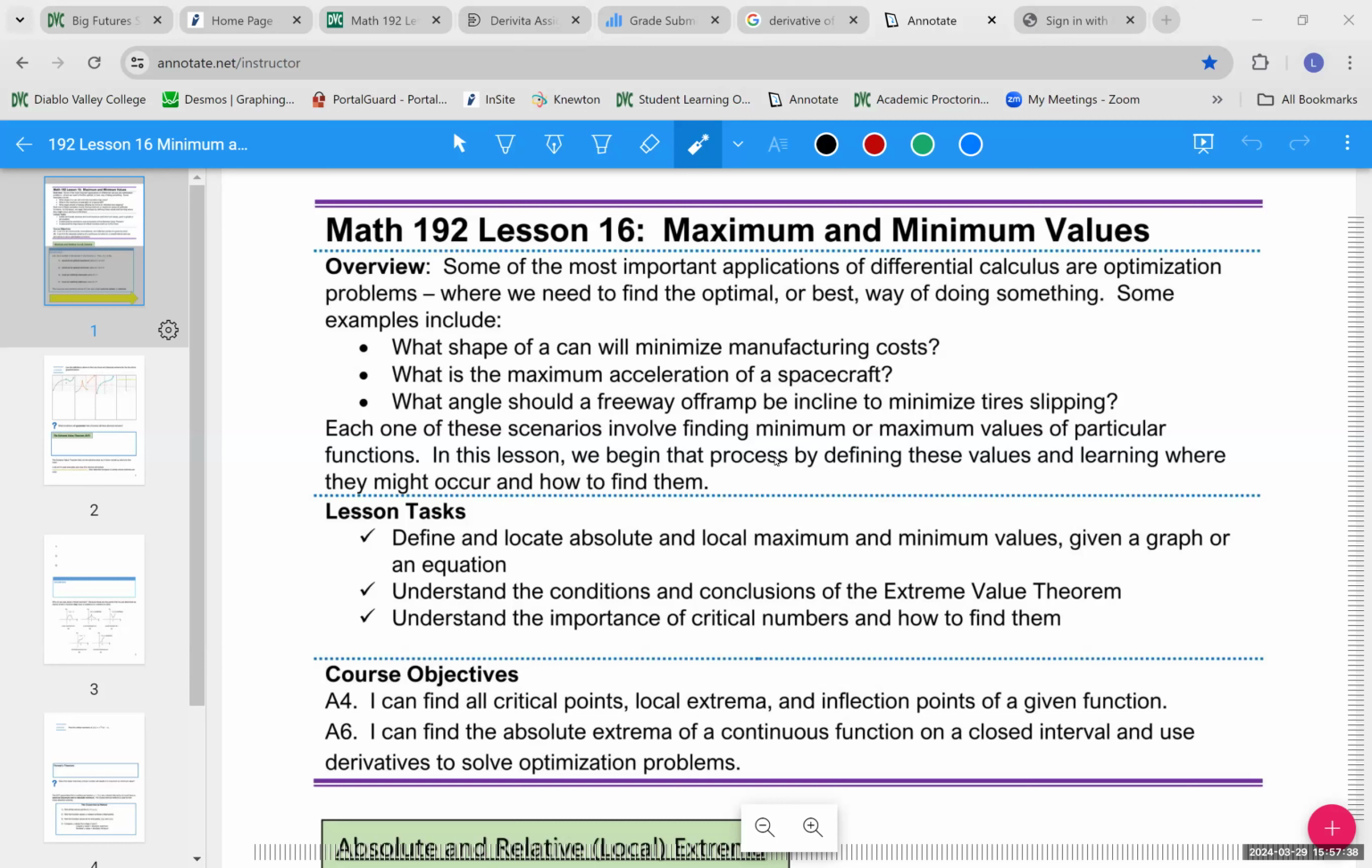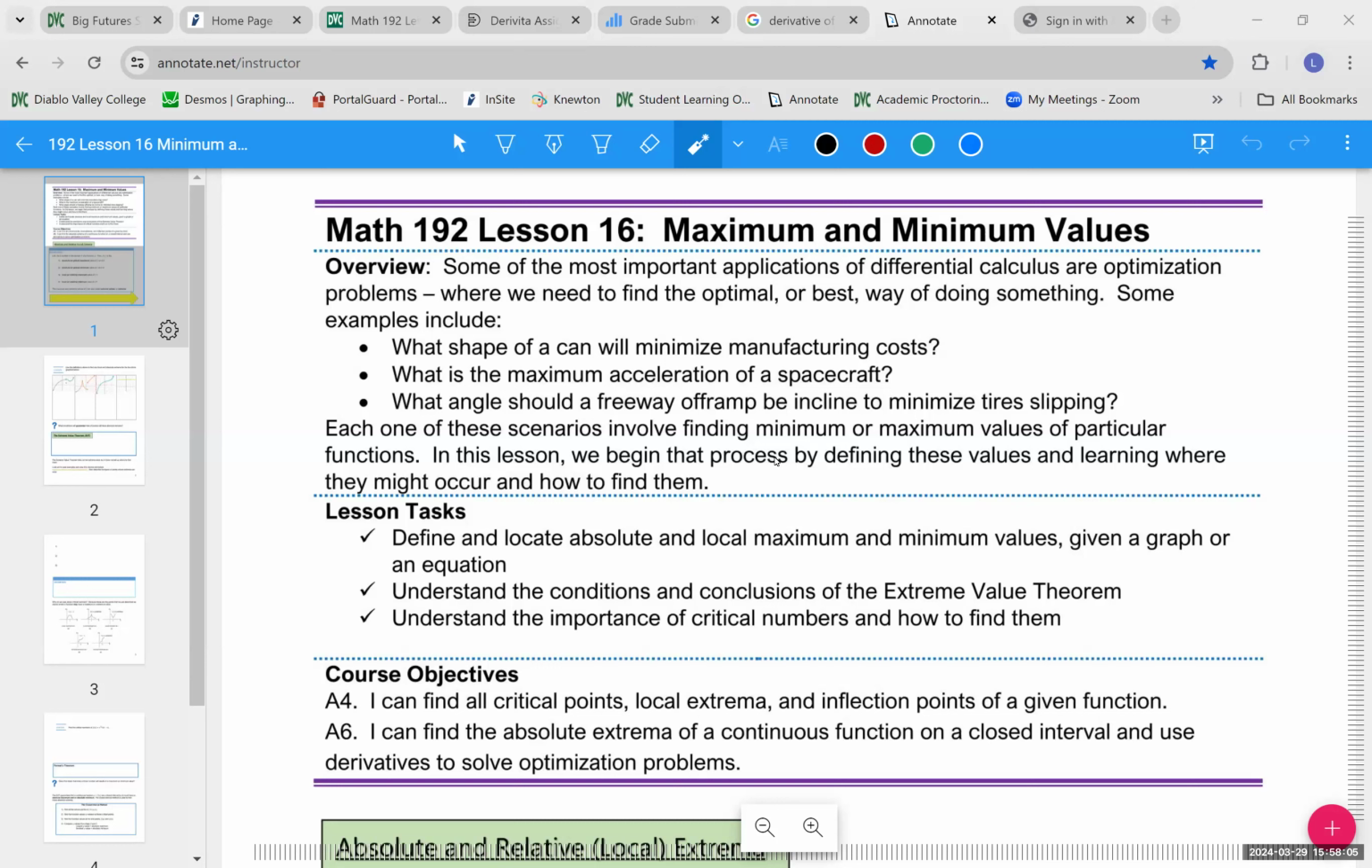What shape of the can will minimize manufacturing costs? Or what's the maximum acceleration of the spacecraft? What angle should the freeway off ramp be inclined to make to minimize tire slipping? So, all kinds of applications out in the real world have to do with finding maximum or minimum values, where a function is either at its highest or its lowest point.